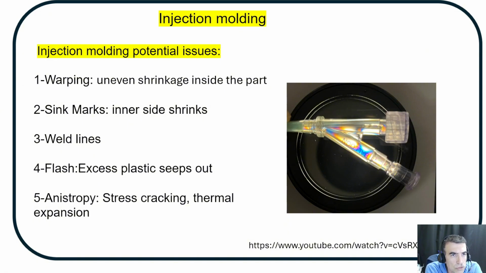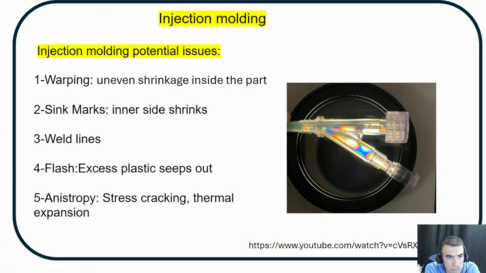For injection molding, the potential issues are warping, that is uneven shrinkage inside a part. Sink mark is when the inner side is cooling at a different rate than the outer layer. Weld line is when the mold is closing and the two cavities are merged, there is a line that is very pronounced and is considered a defect. Flashing is when you have excessive plastic seeping out.